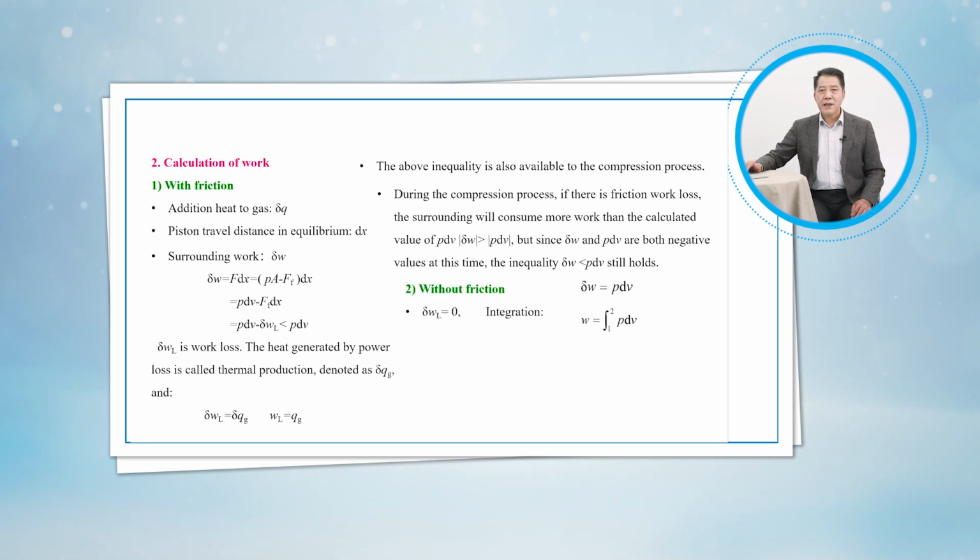Let's then calculate the work without friction. And in this case, the work loss is 0. The work is the expansion work. Based on the expansion work, the technical work can be expressed as, for the process 1 to 2, the technical work is.